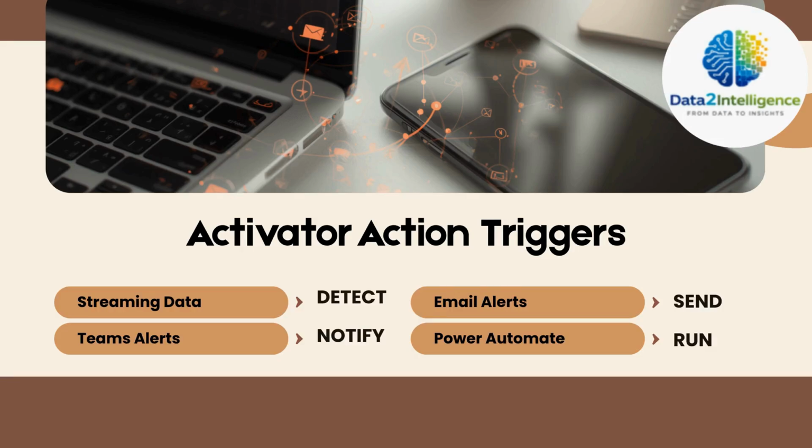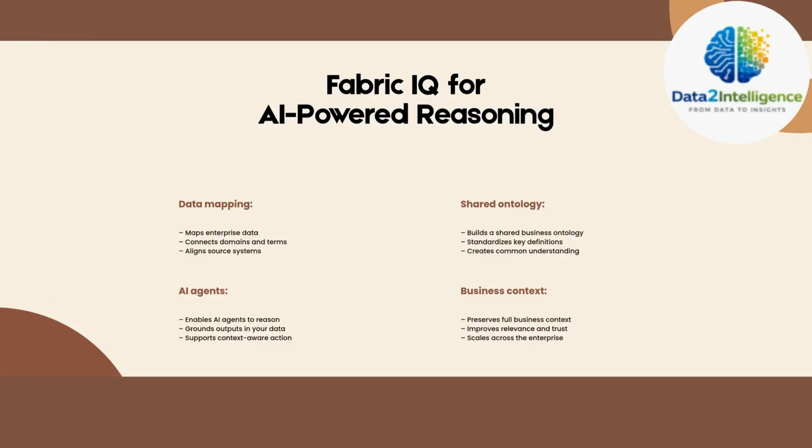Let's discuss the Activator action triggers. Activator detects conditions in streaming data and triggers automated actions such as Teams alerts, emails, or Power Automate flows. One of the important features in this section is Fabric Intelligent Quotient for AI-powered reasoning. So it includes data mapping, shared ontology, AI agents, and business context.